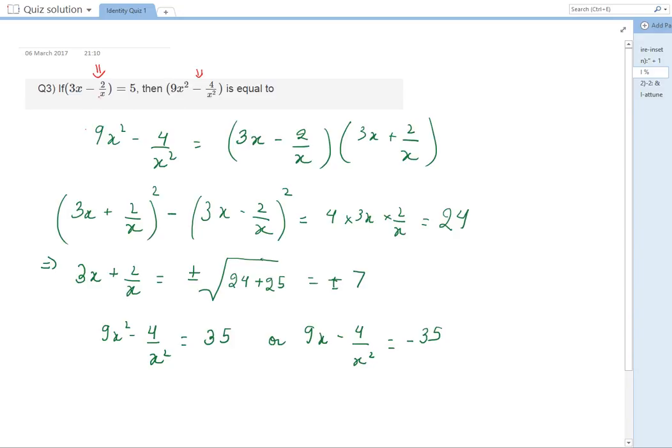So in a way, we have been given a minus b and a square minus b square. And we know a relationship which equates these two. So here 9x square minus 4 by x square will be equal to (3x minus 2 by x) times (3x plus 2 by x). How do we calculate 3x plus 2 by x? So we know that (a plus b) square minus (a minus b) square is equal to 4ab. So using that relationship, you can calculate 3x plus 2 by x. And when you calculate, you'll get 3x plus 2 by x as plus 7 or minus 7. And using both, you can get two different values of 9x square minus 4 by x square, which can either be 35 or minus 35. I missed a square here.